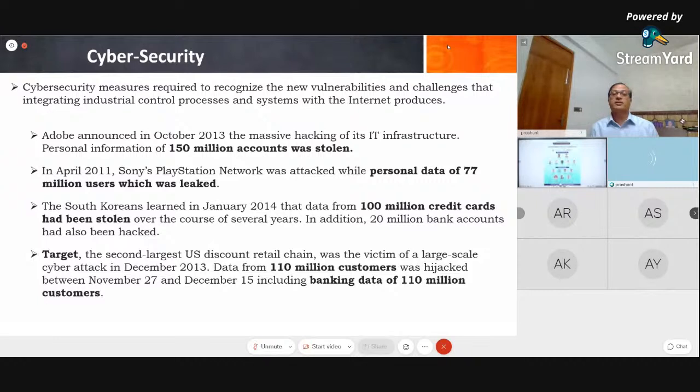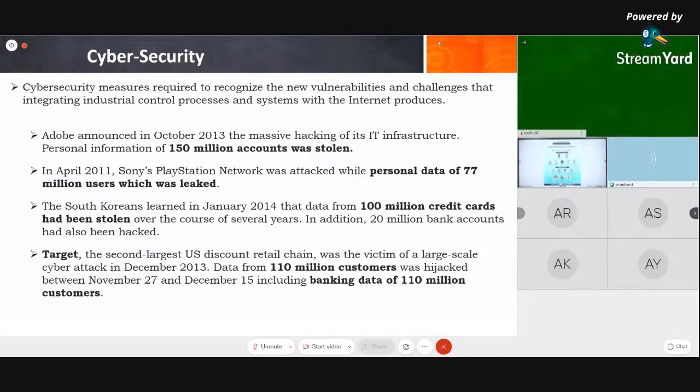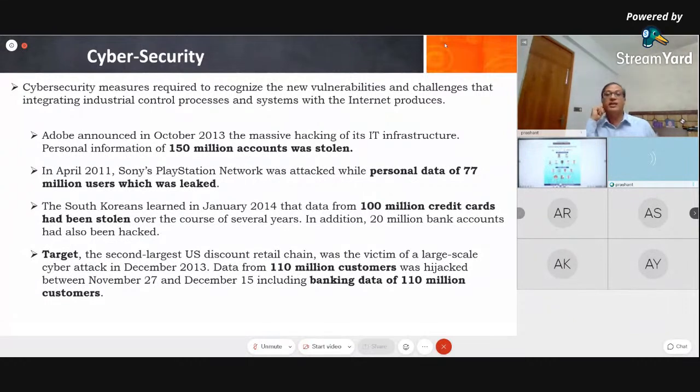Now, a few examples here. In October 2013, Adobe announced that they lost information of their personnel, and that too was huge: 150 million accounts were stolen. Once again, the Sony PlayStation Network was attacked in 2011, whereby personal data of 77 million users was leaked. South Koreans, one fine morning in January 2014, learned that 100 million of their credit cards were hacked from the internet. Another example is the second largest US retail chain, Target. It became a victim of a very large scale cyber attack in December 2013, and 110 million accounts were hijacked, and that included banking data.